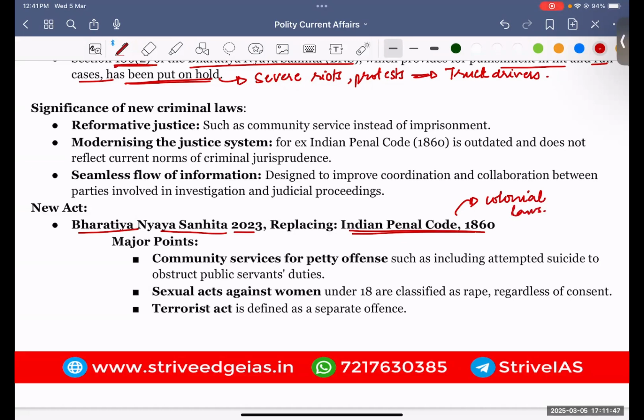So what are the major points of difference? Community services for petty offenses, such as including attempted suicide to obstruct public servants' duties. So for this kind of petty offense, instead of giving them a major punishment, community service is given. Something doing something for the community, like sometimes cleaning and everything. Those things can be included. Sexual acts against women under 18 are classified as rape, regardless of consent. Terrorist act is defined as a separate offense.